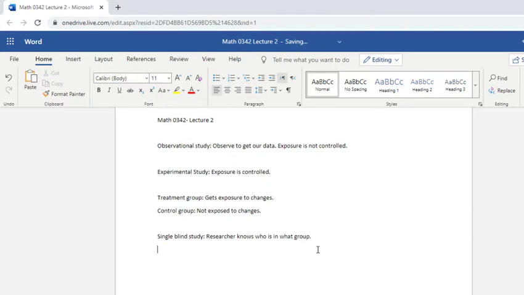Okay, so then we also have the double-blind study. In this type of study, not only does the participant not know who's in what group, but the researcher doesn't know either.